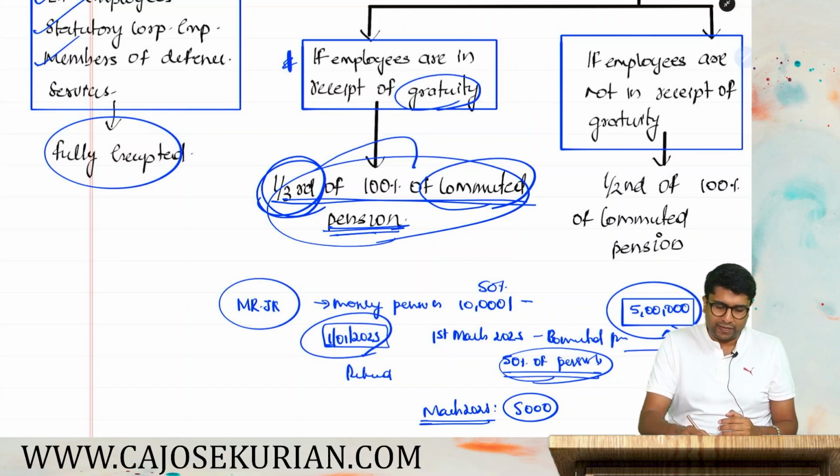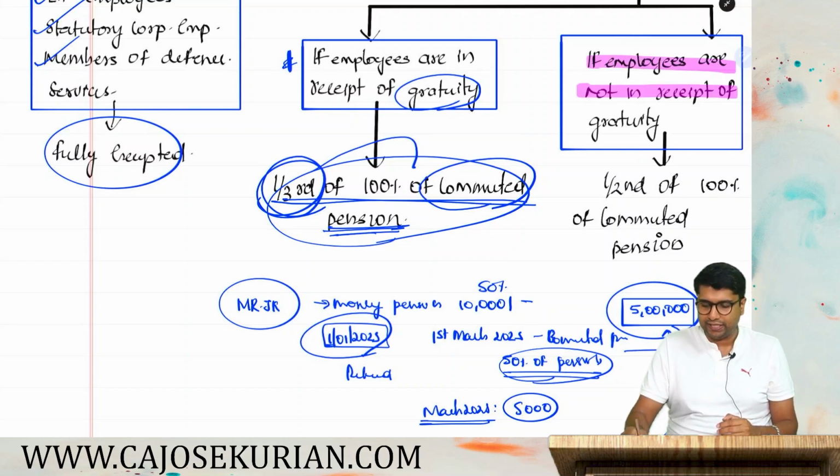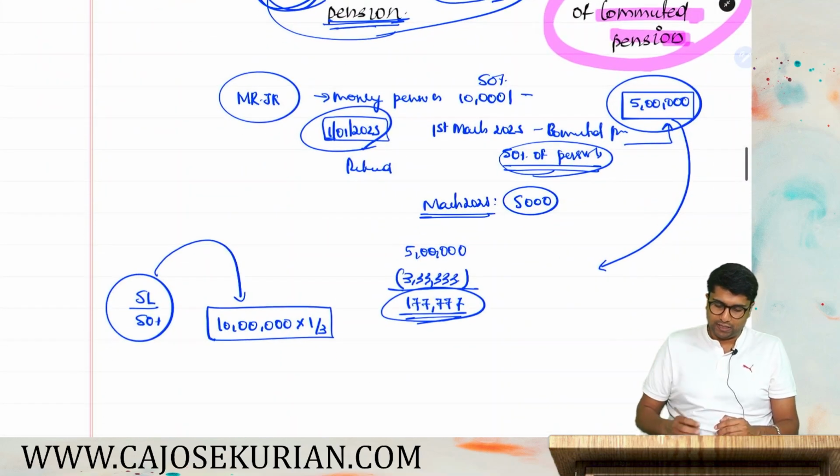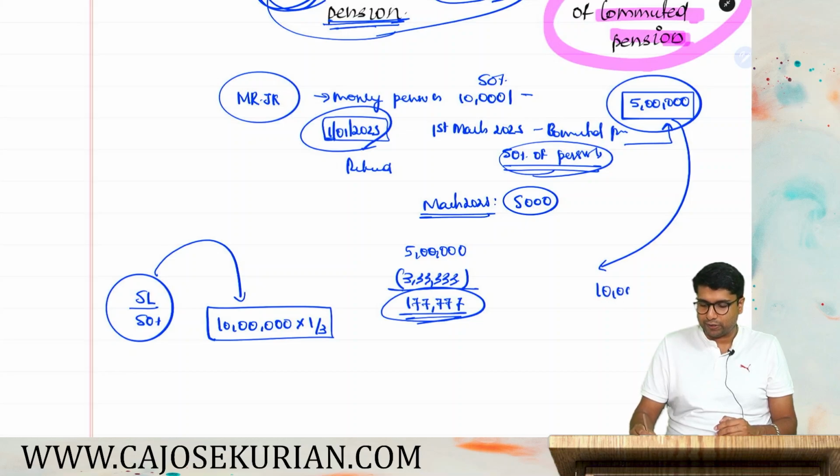Now, what if the employee is not in receipt of gratuity? If the employee is not in receipt of gratuity, then instead of 1/3, half of 100% of the commuted pension shall be the exemption. What do you mean by that? Say for example, if you have commuted 100% of his pension, he would have received 10 lakh. Half of that will be the exemption, that means 5 lakh. So the entire 5 lakh he can claim as exemption. That's what they are saying.